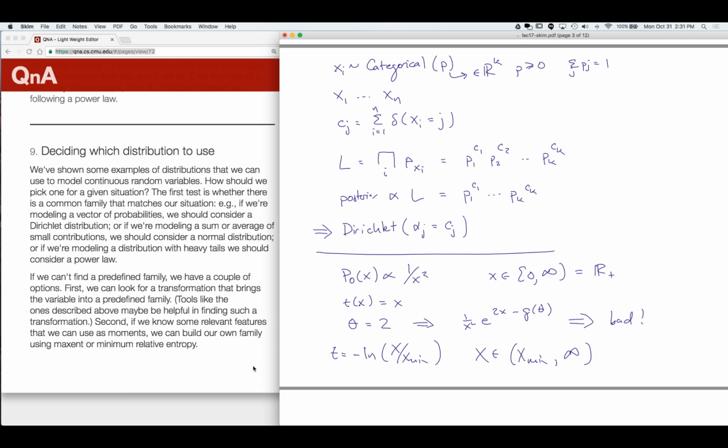One is that you can look for a transformation that brings your variable into a predefined family. I haven't really talked about that yet, but for example, one common thing that people use to model distributions is called a log normal. A variable follows a log normal distribution if log of x follows a normal distribution. Meaning that if you take a normal random variate and take exp of that normal random variate, you get a log normal random variate.